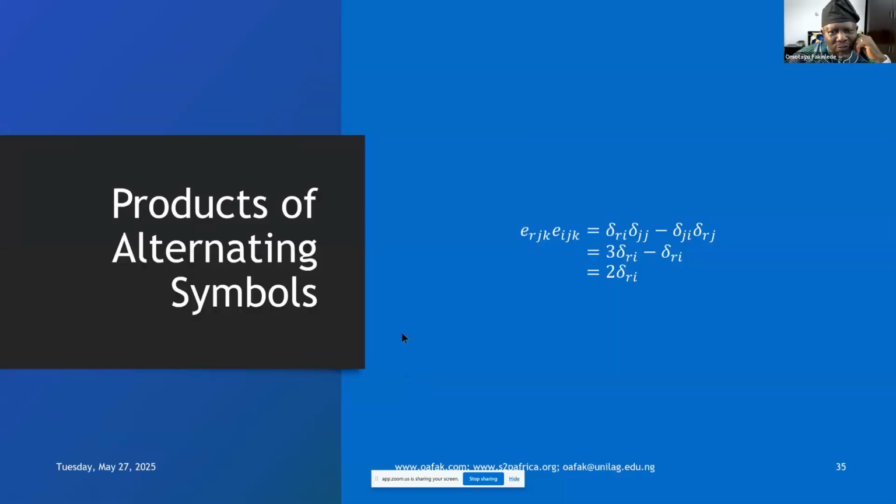So suppose instead of just one index, there are two indices that are equal. So instead of this being RST, we have RJK and IJK here. All you need to do is substitute where you had S before, now put J there, and you have this.